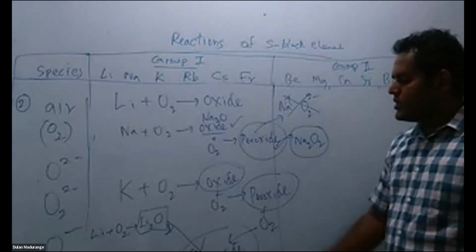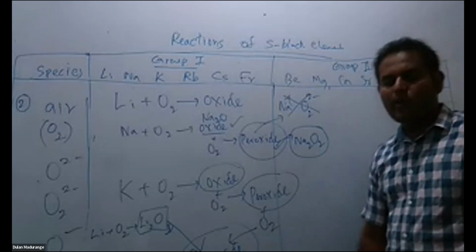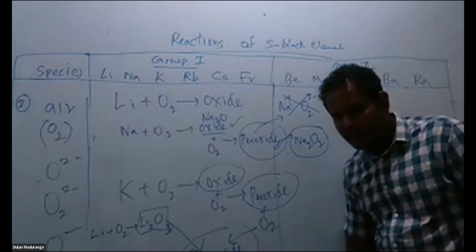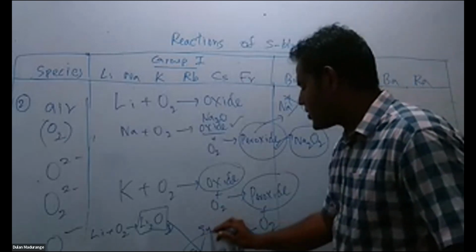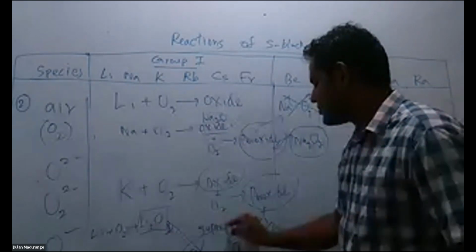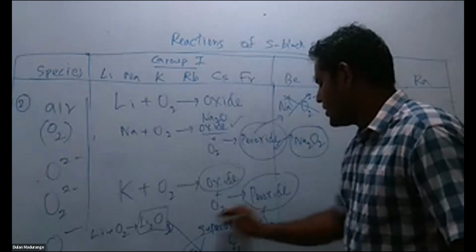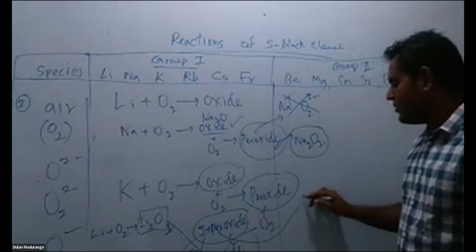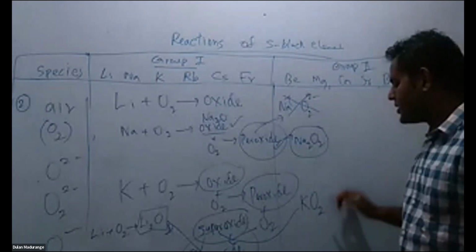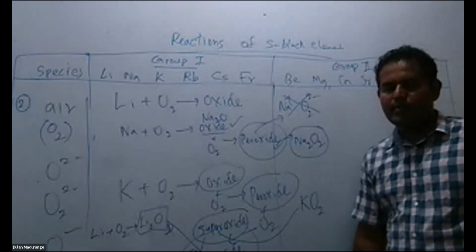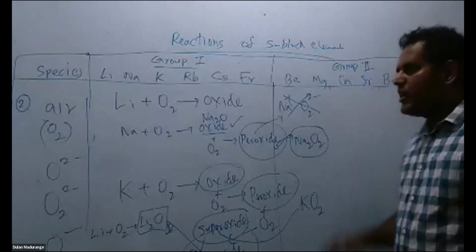Right? But when you consider potassium, potassium will give superoxide. Superoxide. So superoxide, potassium, it is KO2. K plus O2 minus. That's the variation.